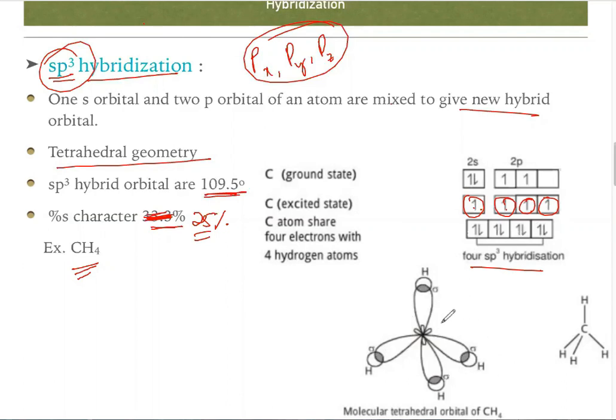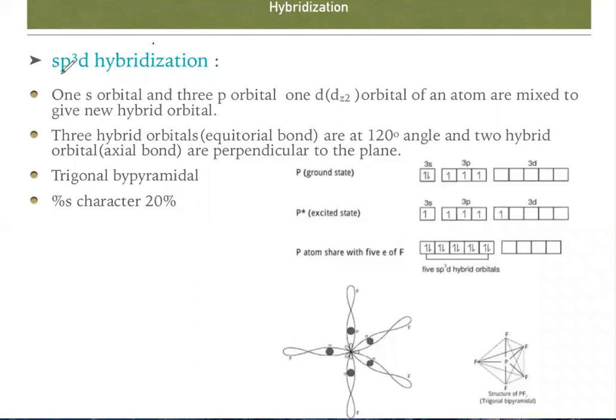and the angle is 109.5. So this angle is 109, this is 109, this is also 109. You can see here clearly, all are 109.5. So the next hybridization is sp3d hybridization.